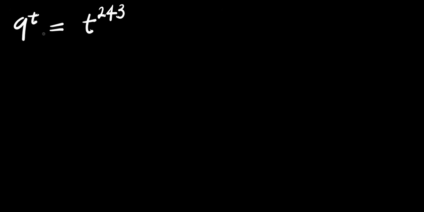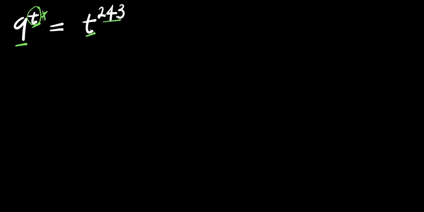Hello, how to solve this exponential problem? This is 9 to the power of t, and this equals t to the power of 243. We are solving for the value of t that satisfies this equation. Now, if you observe, there is t here and we need to eliminate this t.